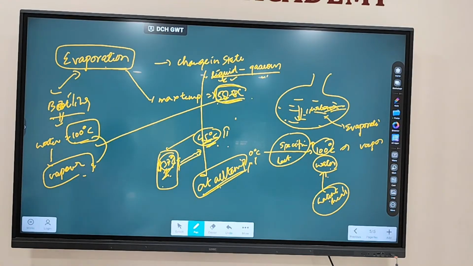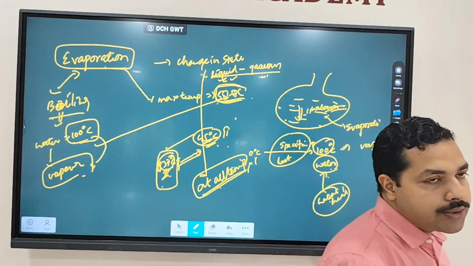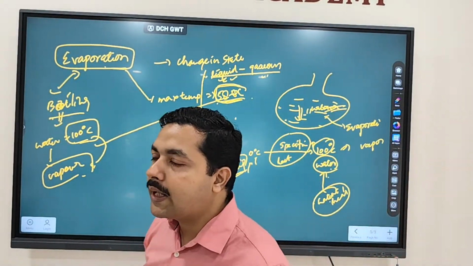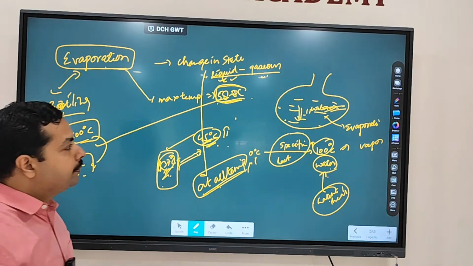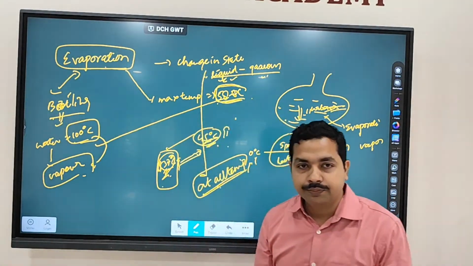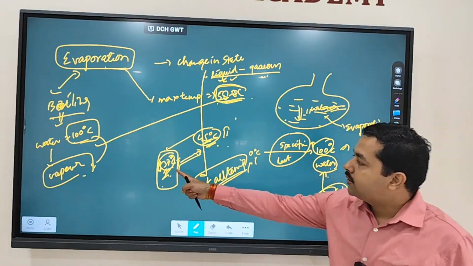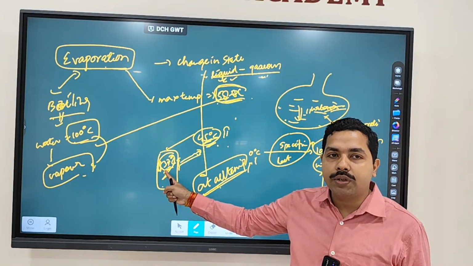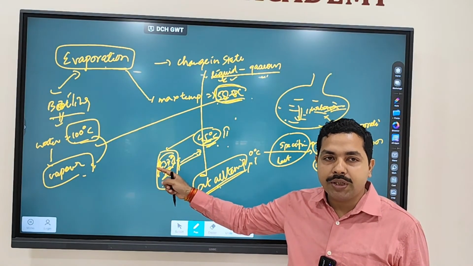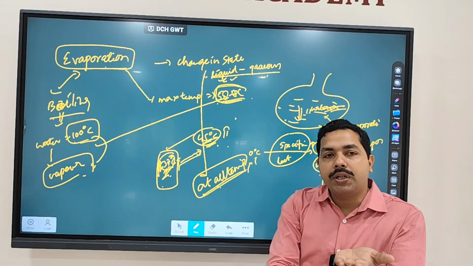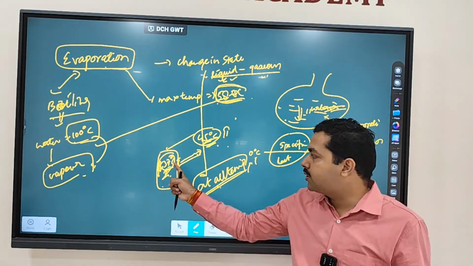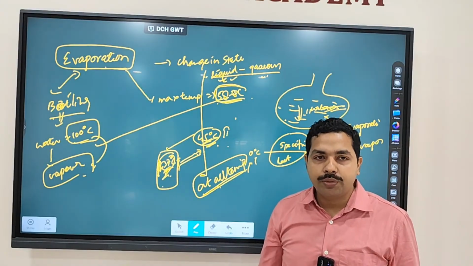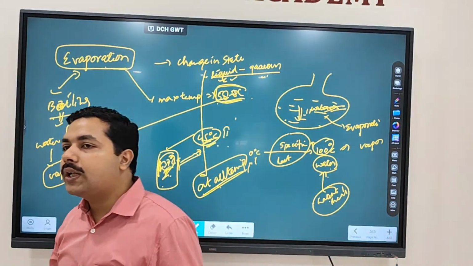So remember that evaporation and boiling are different concepts. Evaporation can happen at all temperatures, but as the temperature increases, the rate of evaporation will increase. Clear? So evaporation is taking place in the water because it is using internal energy. When internal energy is being used, this energy is being utilized. So when this energy is utilized, what will happen to the internal temperature? It will come down. When temperature comes down, something will cool down. Fine. So that is what we call the cooling effect of evaporation.